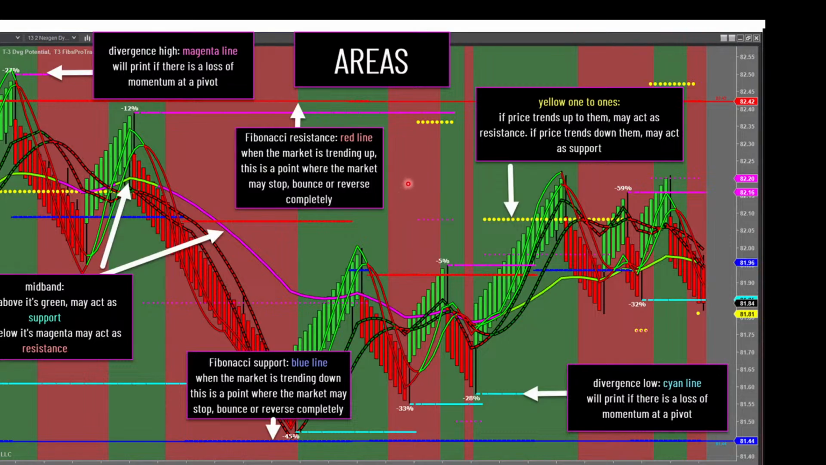You're going to see Fibonacci resistance. Anytime the market is trending up, resistance is a point where the market may stop, bounce, or break. You'll never know what it's going to be. Fibonacci support is the blue line, yellow 1-to-1s, and then you'll see the mid band. And the mid band just kind of squiggles right through the middle of your charts, and you'll see it on both charts. Depending on the chart, the areas will have a different role. Depending on the chart, the triggers will have a different role.